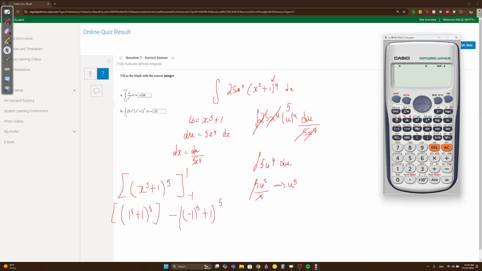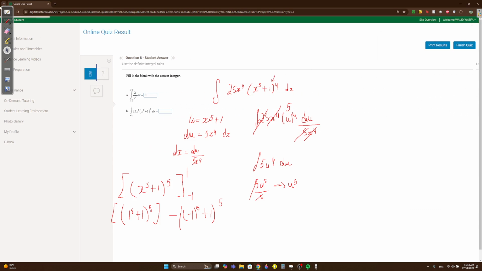Let's do it anyway. You're going to get 1 to the power of 5 is just 1. So 1 plus 1 to the power of 5. Put this in your calculator. Minus. Everybody has their own way in which they put things into the calculator. Some people solve half of the equation in their head and just put the rest in the calculator. And that's how I do it because I feel like it saves me time. You get 32.